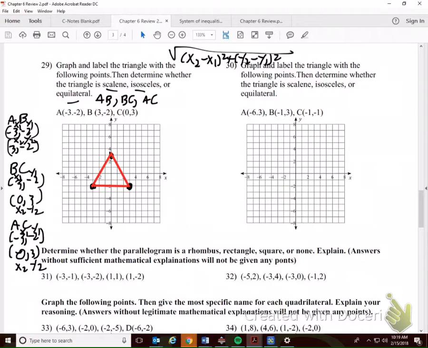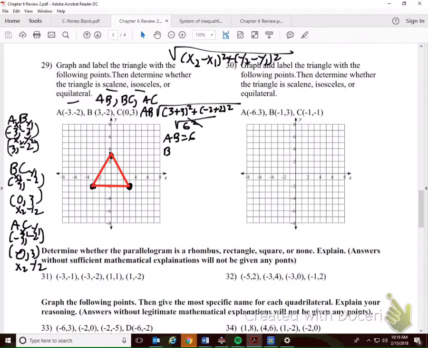And then I go and do the same for the next one. Okay? So, what we do now that we have them all labeled as x1, y1, x2, y2 for AB, we simply plug that in. We get 3 plus 3 squared plus 2, -2 plus 2 squared. That gives me 6 squared, or AB equals 6.